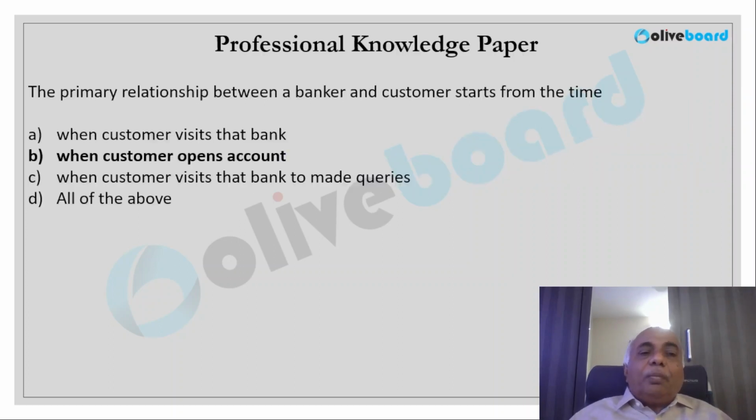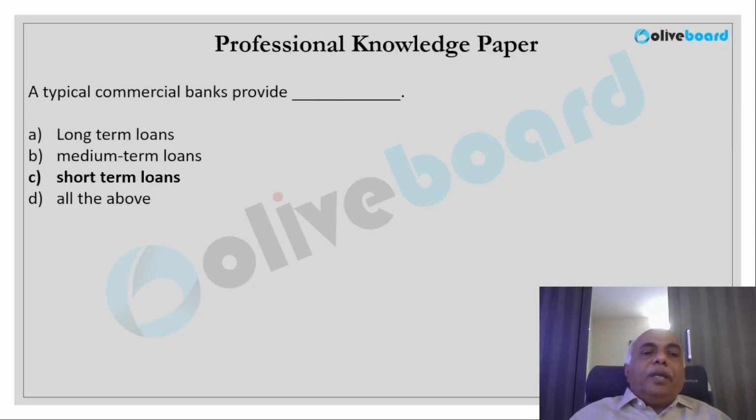MCQs. The primary relationship between the banker and the customer starts at the time when the customer opens an account, whether it is a deposit account or a loan account. The relationship starts once the account is open. The typical commercial banks provide short-term loans. Why are banks called the money market? Because the maximum period of deposit is 10 years. That is the maximum, but nowadays banks are also providing 15 years housing loans, 20 years housing loans, and maximum 30 years housing loans are also there.